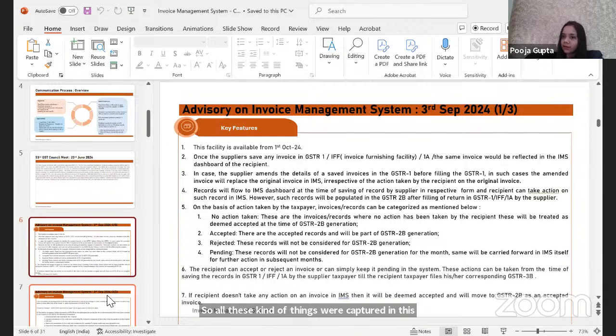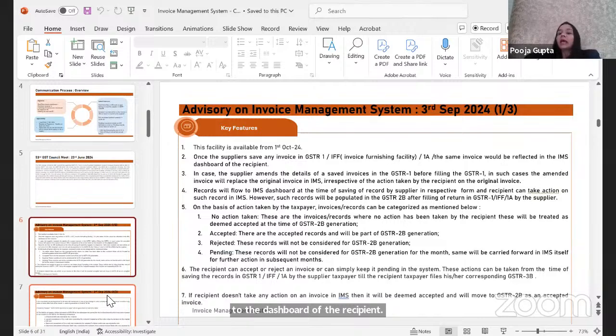Let's start one by one. First, this was effective from 1st October 2024. Once the supplier saves the invoice in GSTR 1, the invoice furnishing facility, and 1A, the same invoice is visible on the dashboard of the recipient on a real-time basis.